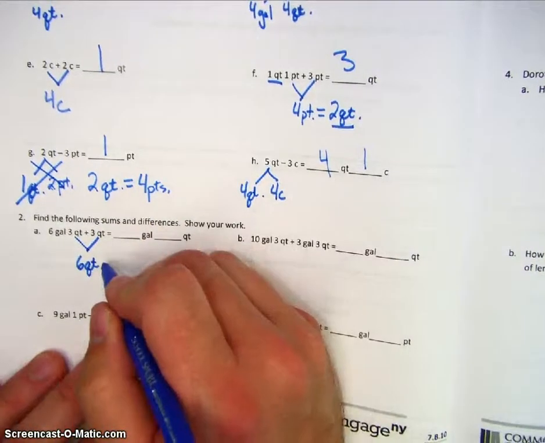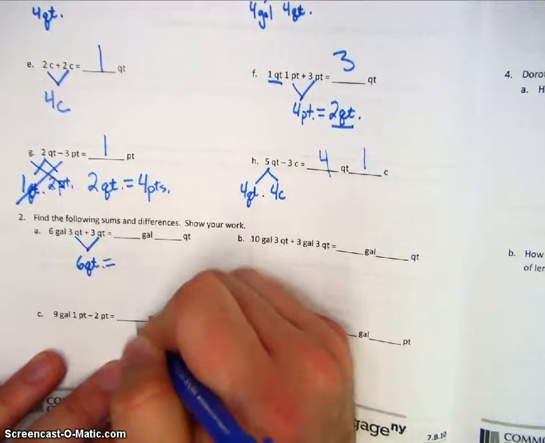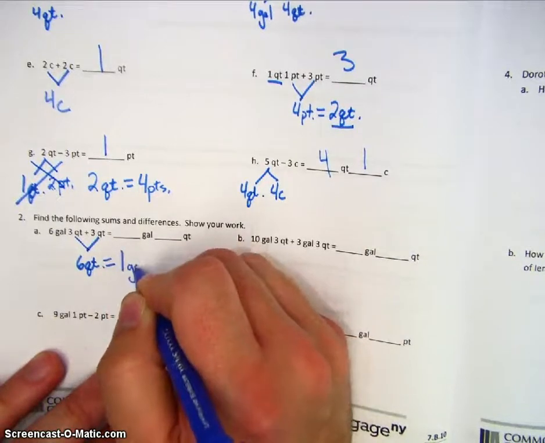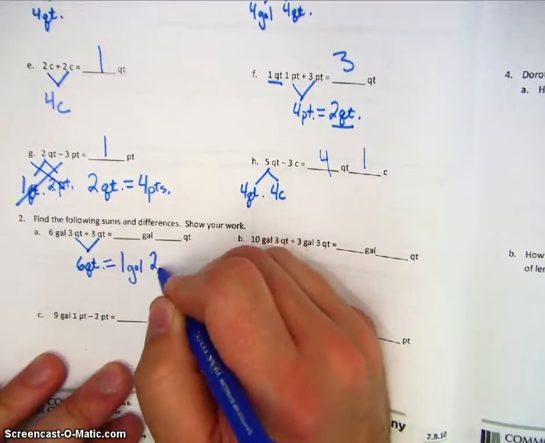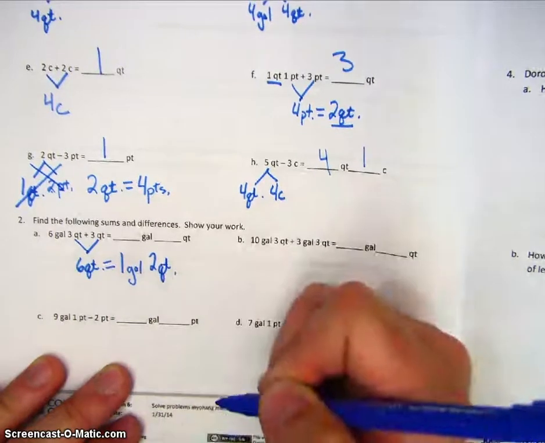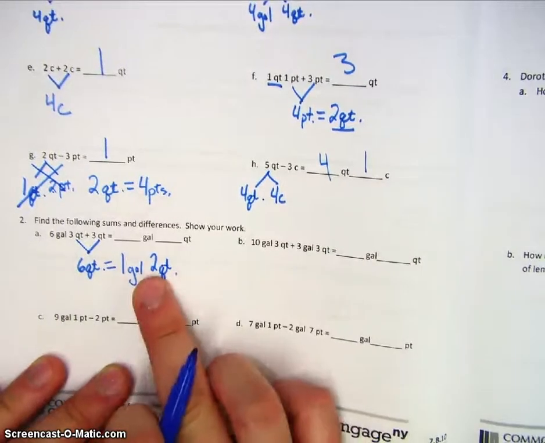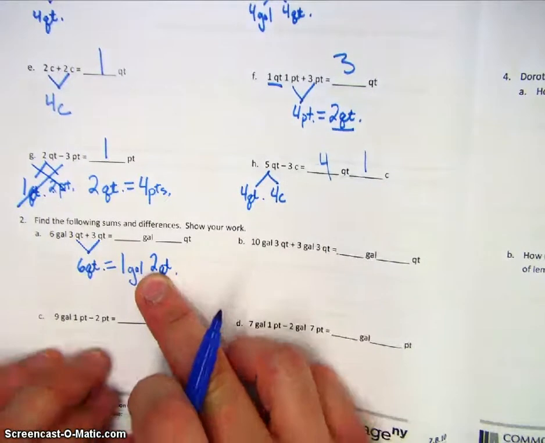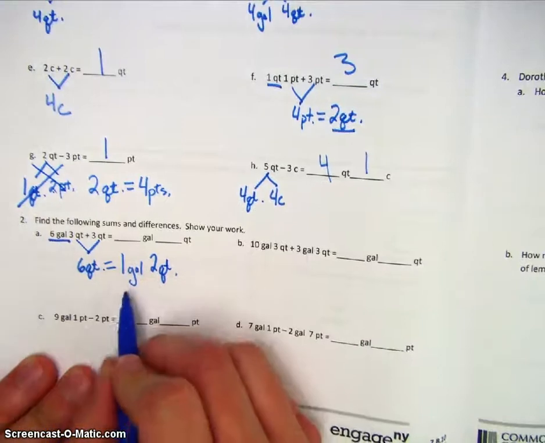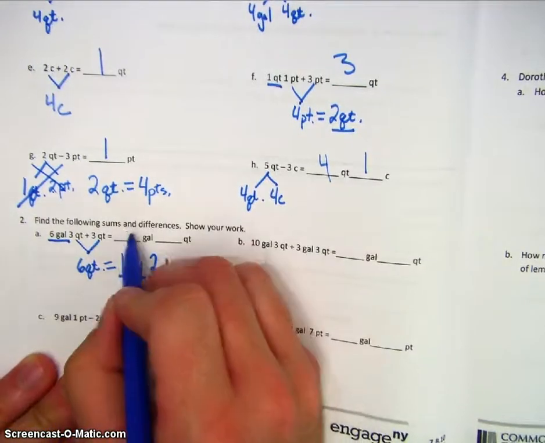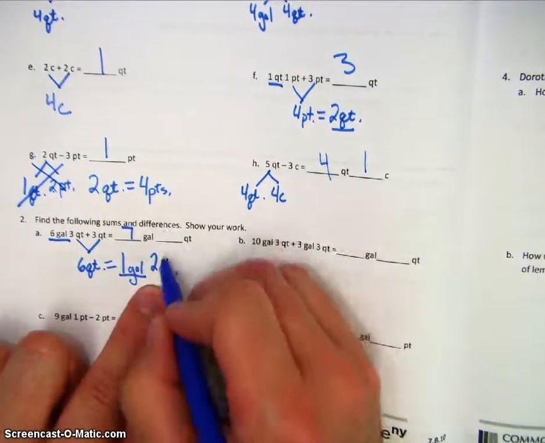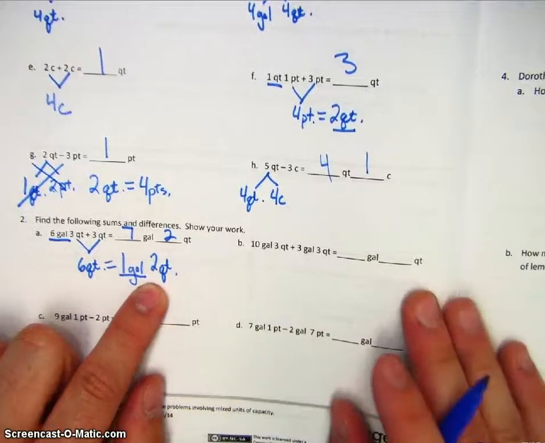Okay, and I know that 6 quarts is 1 gallon, and 2 quarts are left over. Okay, 4 plus 2 gets us our 6. So now we have 6 gallons plus 1 gallon, 7 gallons, and then our 2 quarts left over.